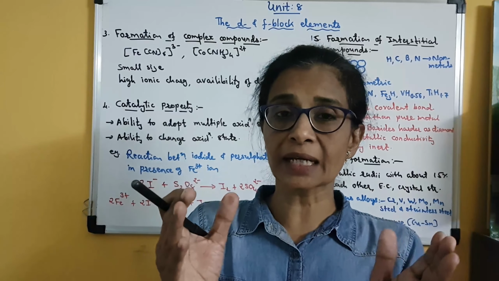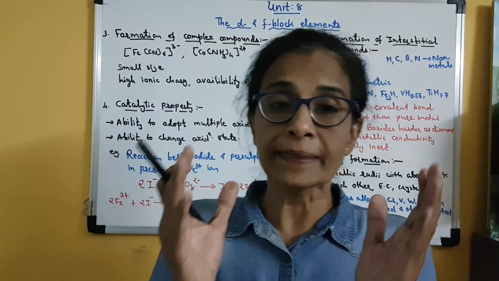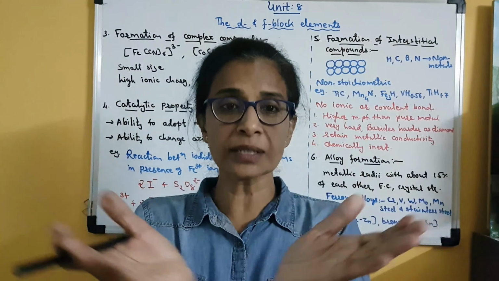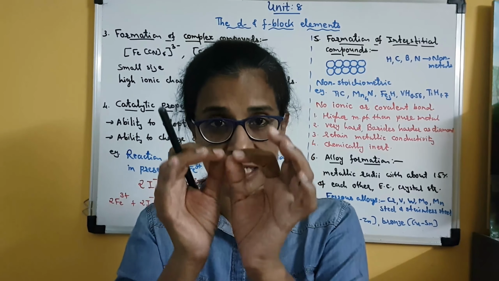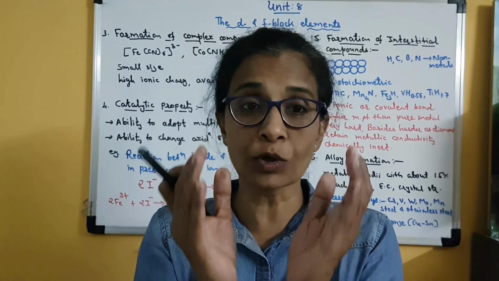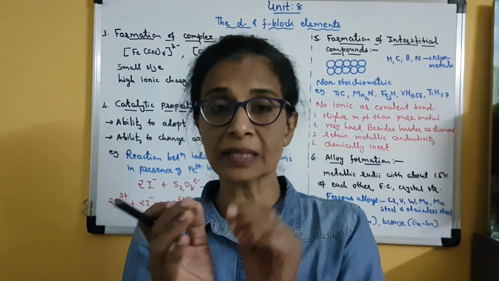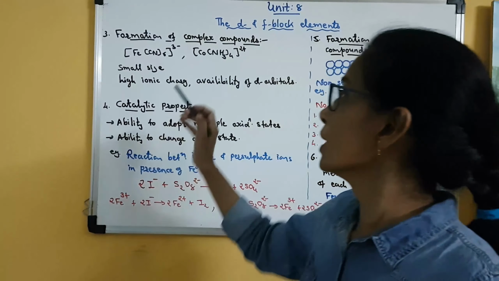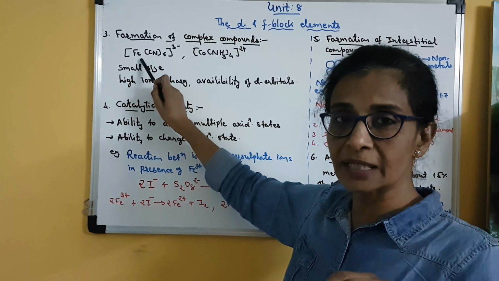Clear? So these negative ions and/or neutral molecules are present surrounding the transition metal ion. The transition metal ion is present in the center, like the nucleus. We know that the nucleus of the atom is very, very small, because it is present in the center. So here also in complex compounds, the transition metal ion is present in the center.